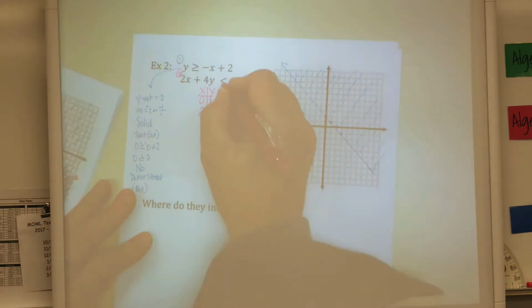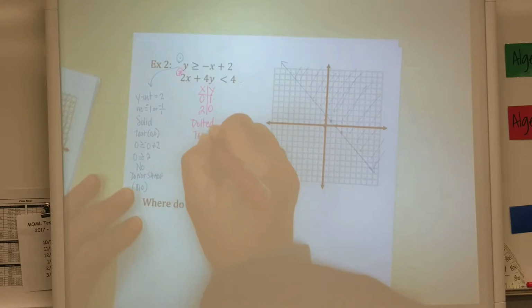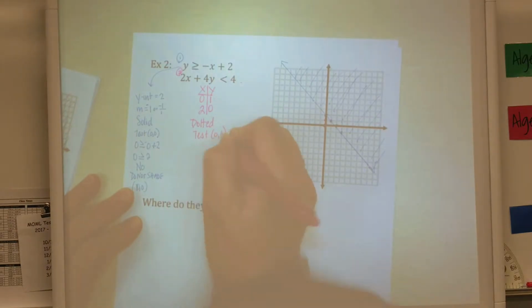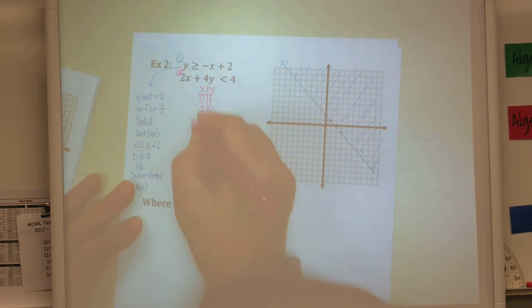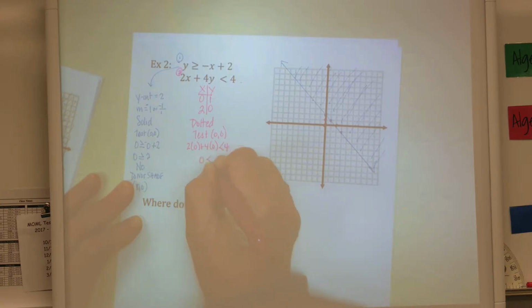This one is going to be, there's no line under my inequality, so this is a dotted line. I'm going to test the point 0, 0. If I plug that in, 0 for x, I get 2 times 0 plus 4 times 0 is less than 4. I have 0 is less than 4. That is true. So I do want to shade the point 0, 0 in pink.